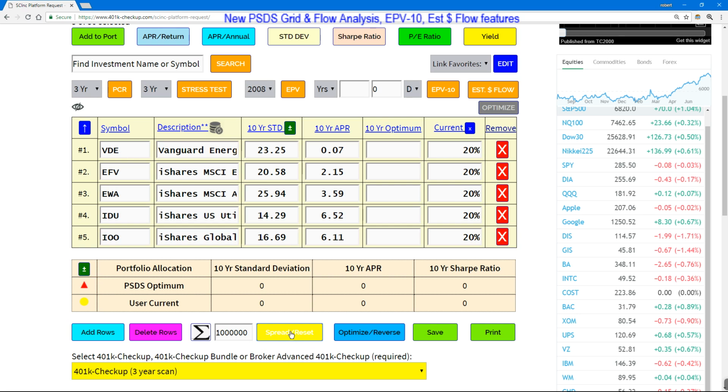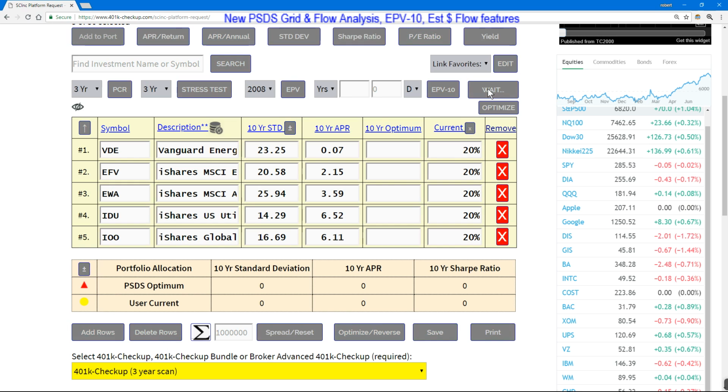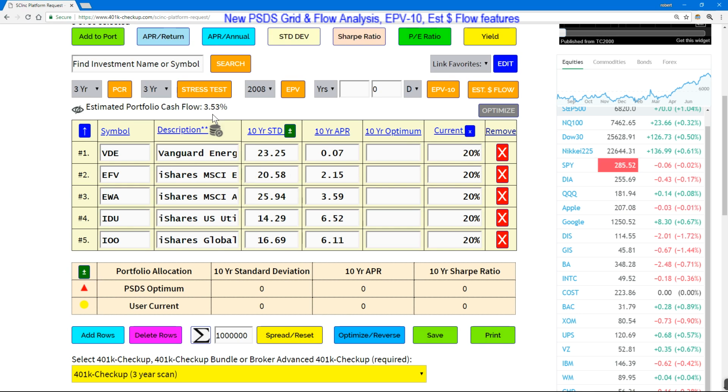So let's look at percentages. You're in percentages and you want to see the cash flow on these 5 positions to say, what is the current dividend interest distribution rate if you had an evenly spread portfolio with these 5 things? Estimate cash flow, simple, push the button. In about 5 seconds, it gives you a number, 3.53%.